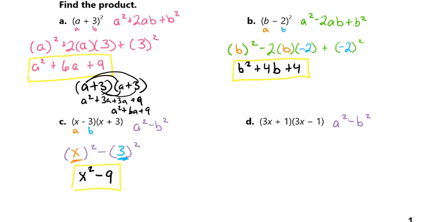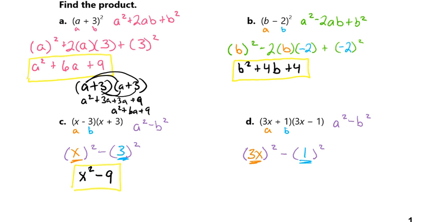So here we have 3x plus 1 times 3x minus 1. 3x will be my a, and 1 will be my b. So as I go to fill this out, I'll have a squared minus b squared. I'm going to put my a in the a spot and my b in the b spot. So I'm going to have 3x squared minus 1 squared.